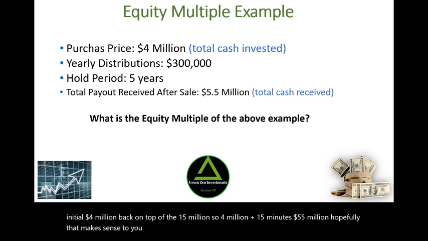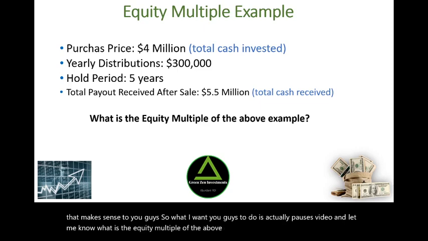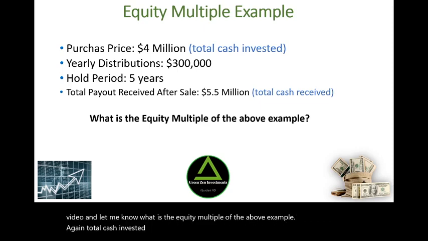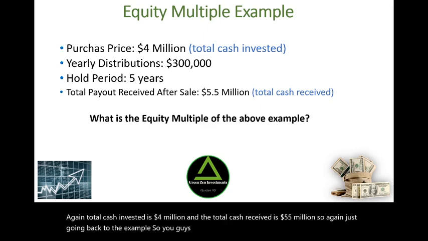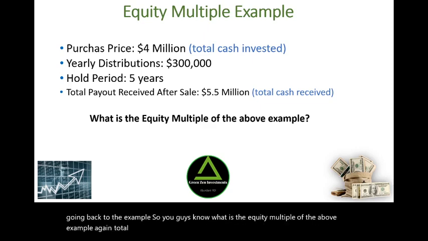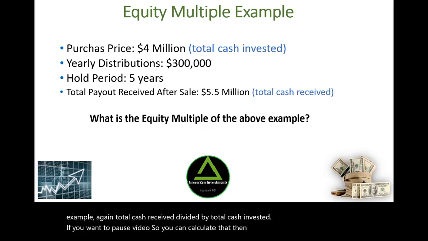So what I want you guys to do is pause this video and let me know what is the equity multiple of the above example. Again, the total cash invested is $4 million, and the total cash received is $5.5 million. So again, just going back to the example, what is the equity multiple? Total cash received divided by total cash invested. If you want to pause this video so you can calculate that, then we'll see if you're right on the next slide.